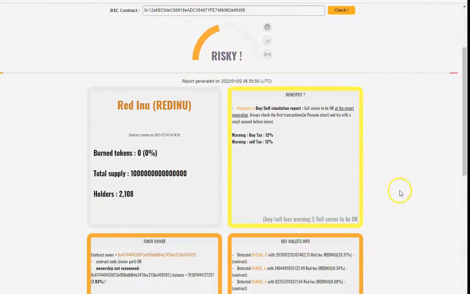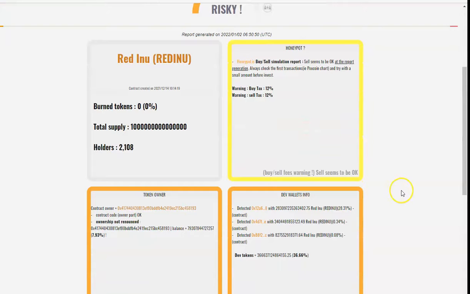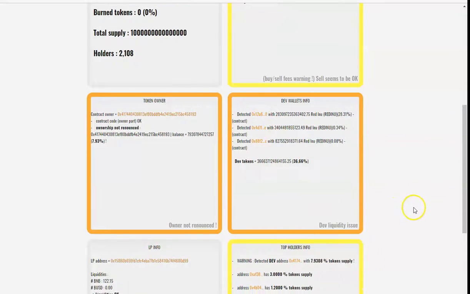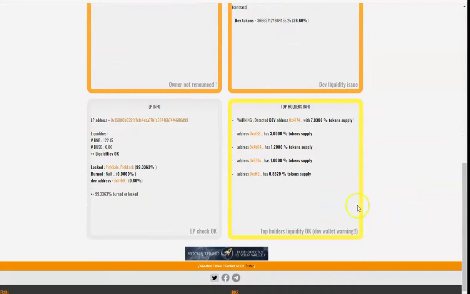They consider it risky. I would agree. I would not recommend this token. It's not financial advice, but they consider it risky. One of the concerns that they have: owner not renounced and development liquidity issue, developer tokens, at least at the point that this was last updated, shows at 36.66%.